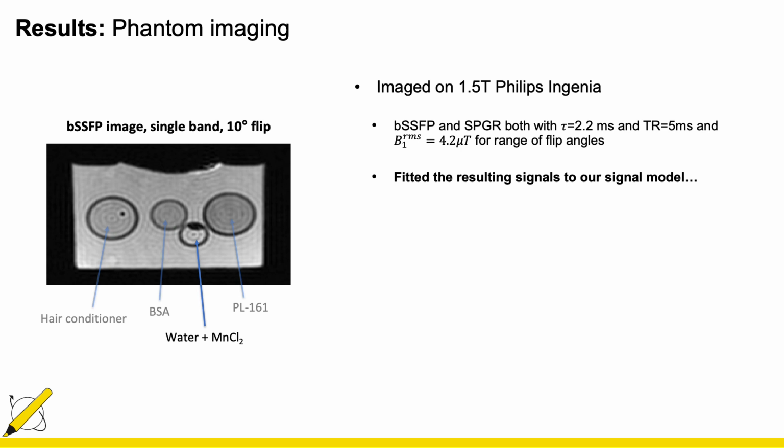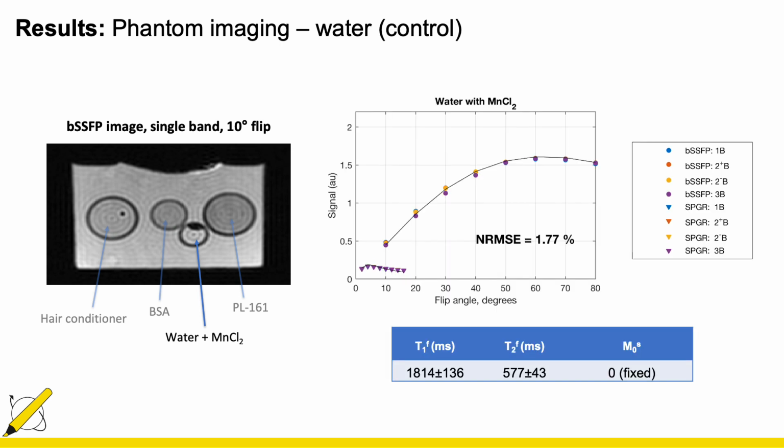This was imaged on a 1.5T Philips system using balanced and spoiled sequences with a range of flip angles and both types of sequence, and also a range of different pulses, so single, double and triple band pulses. And we fitted all of the signals together to our signal model to see how well the model can describe the data. So shown here is the first sample, which was water.